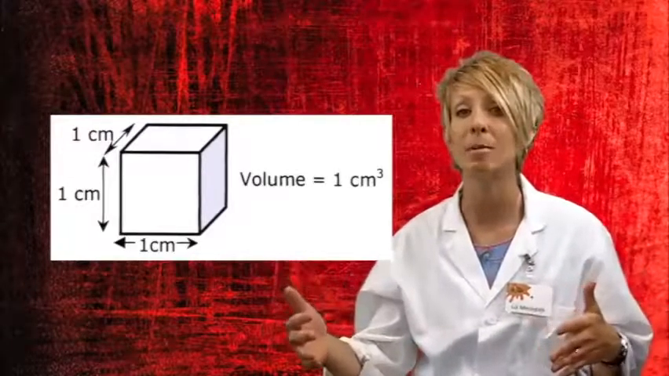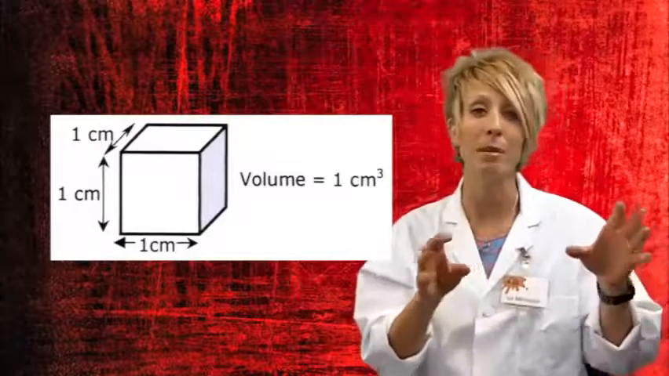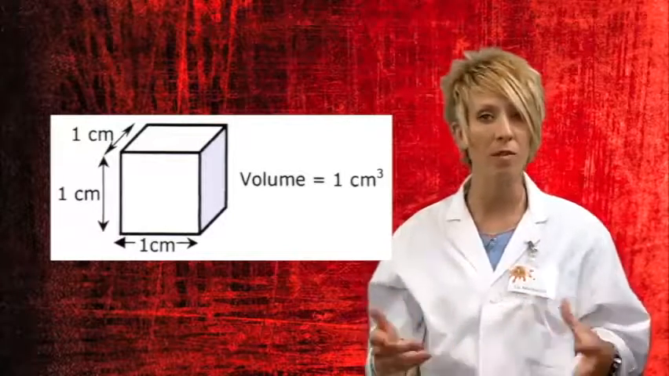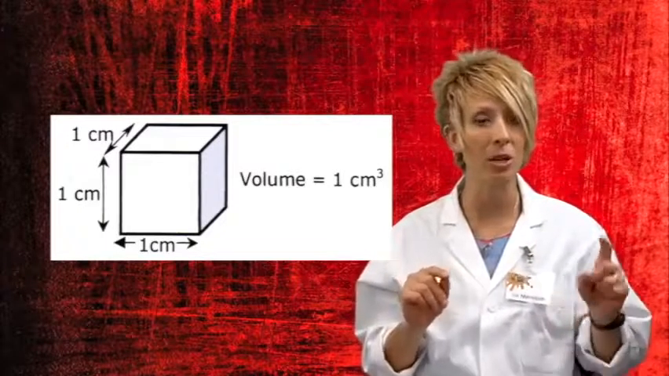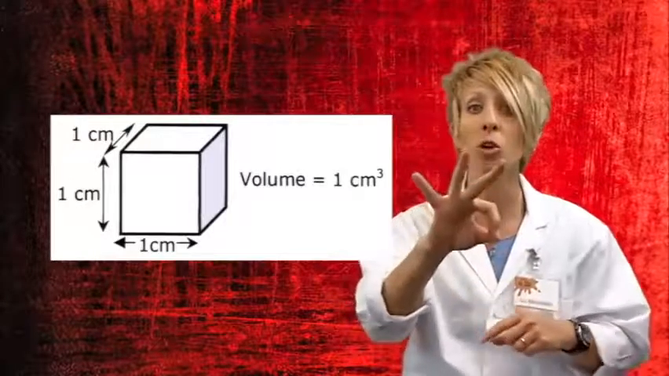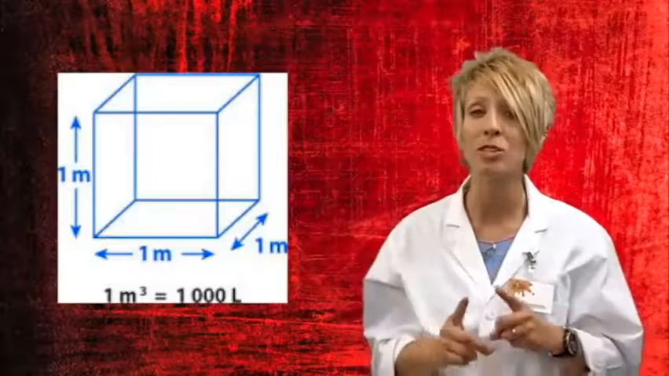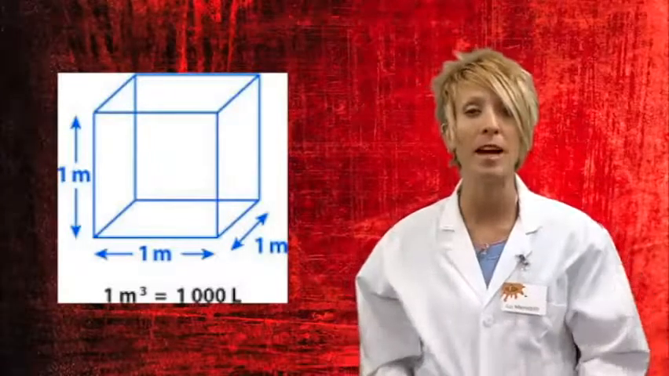If we measure the length of it in centimeters, if I have centimeter times centimeter times centimeter, that means the metric unit for volume is going to be centimeter cubed. If I measure that cube in meters, that means that the metric unit for volume of that cube is meters cubed. But let's say I want to find the volume of something that's not a cube, like a liquid.